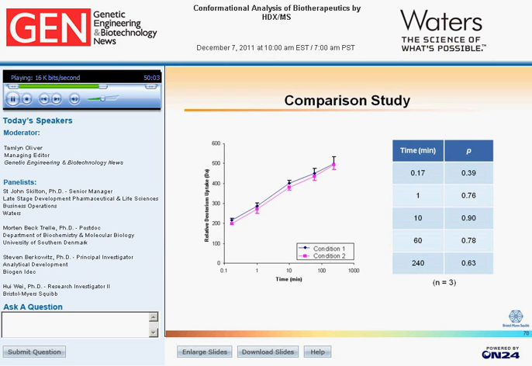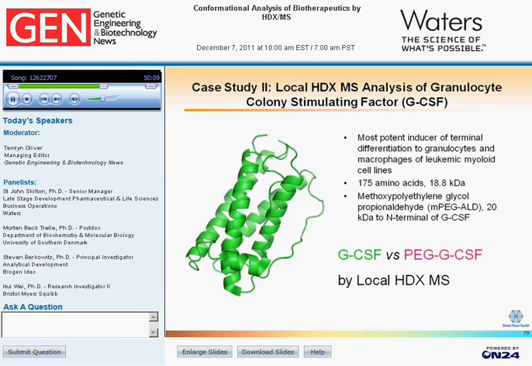The second case study I'm going to show you is how we use local HDX-MS to analyze granulocyte colony stimulating factor, or GCSF. GCSF is the most potent inducer of terminal differentiation to granulocytes and macrophages of leukemic myeloid cell lines. It consists of 175 amino acids, and the pegylated version of this protein has a 20 kilodalton PEG attached to the N-terminus. So why compare pegylation?